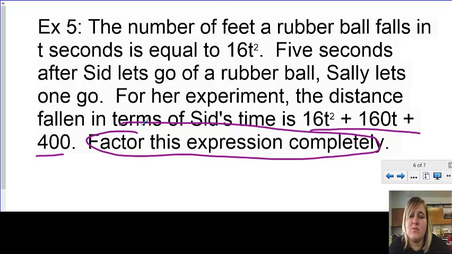Refer back to the other examples that we did so that you have an idea of what you need to do. Make sure that you factor out the largest number possible from each of those, your greatest common factor, before you try and actually split up that trinomial.